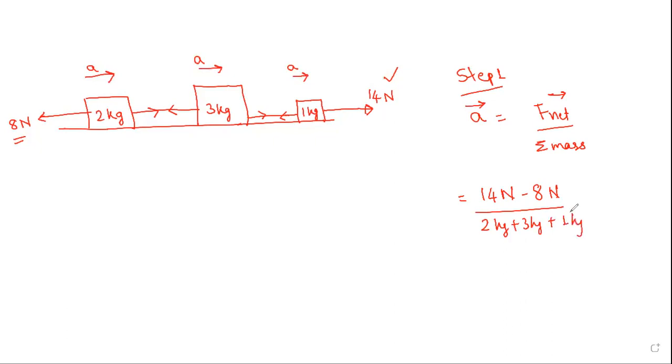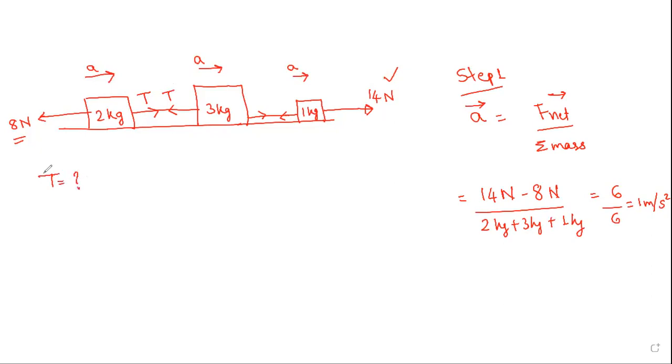So this gives us 3 plus 2, 5 plus 1, 6, and 14 minus 8 is 6. So 6 Newton upon 6 kg is the acceleration, which is 1 meter per second square. So this is how we determine the acceleration. Now, let us say that you are asked to find this tension T. So how do we find this tension T?